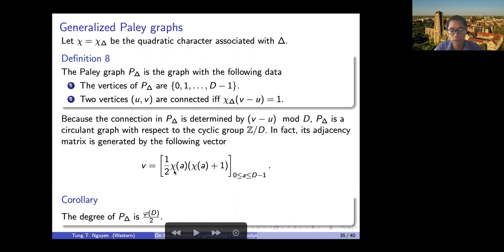To make sense of this, you can imagine that if chi of a equals 0, then this is 0, so there are no loops. If chi of a is negative 1, let's say that is 0, so there are also no connections. It's 1 if chi of a equals 1. That's the only case. That is why this represents the connections of the matrix. So here is the corollary: if you take the sum of all elements in this vector, you get phi(d) over 2. In other words, the degree of this graph is phi(d) over 2.